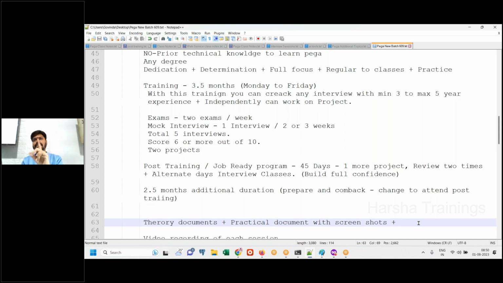Always knowledge wins. I've seen so many students who don't even know how to speak in English. They joined some English communication centers. They joined here for Pega training. They struggled a lot.